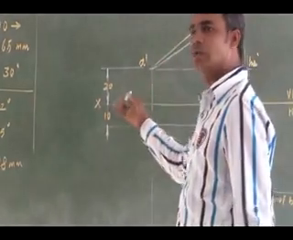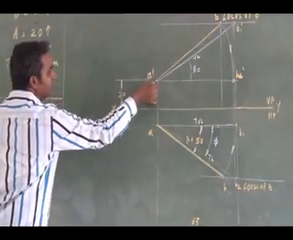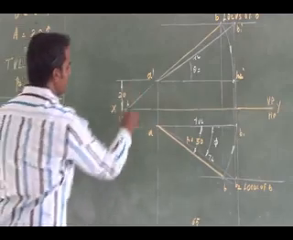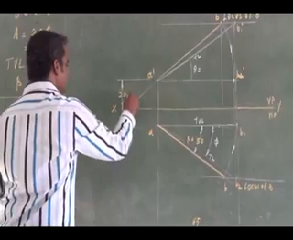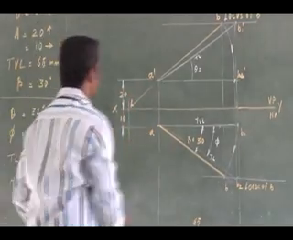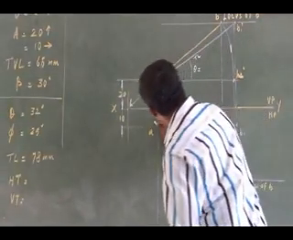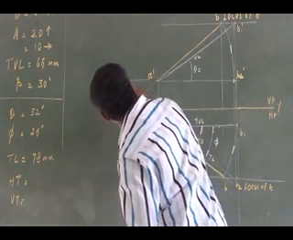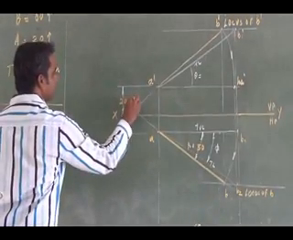What is the procedure? I can extend the front view, which is nothing but the top one, A dash B dash. I can extend it and mark it here. This is my small h. I can draw a vertical line, then extend the top view in the same fashion. Wherever it meets the vertical line, that is my horizontal trace.